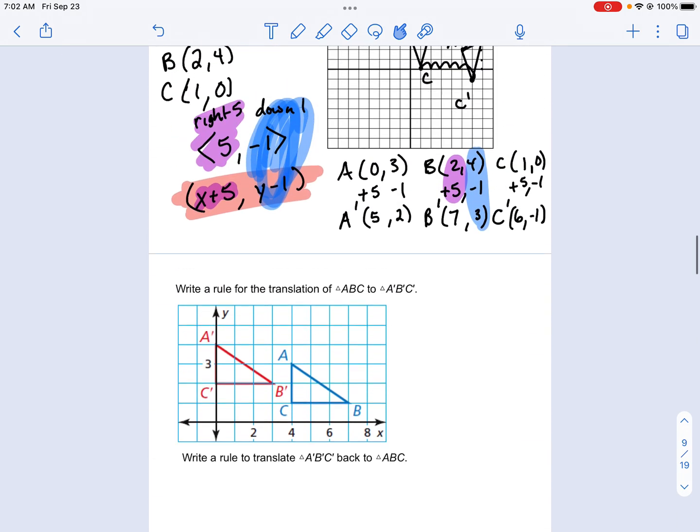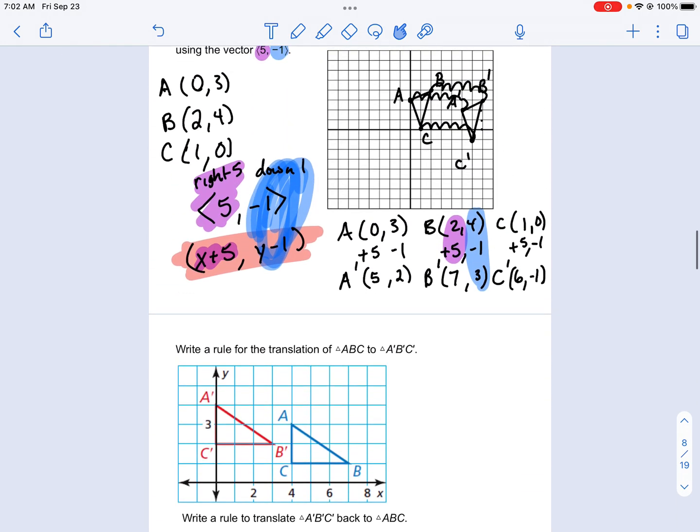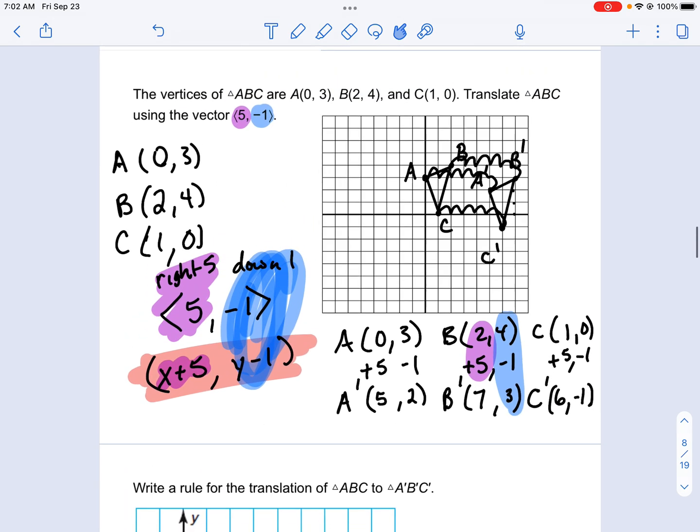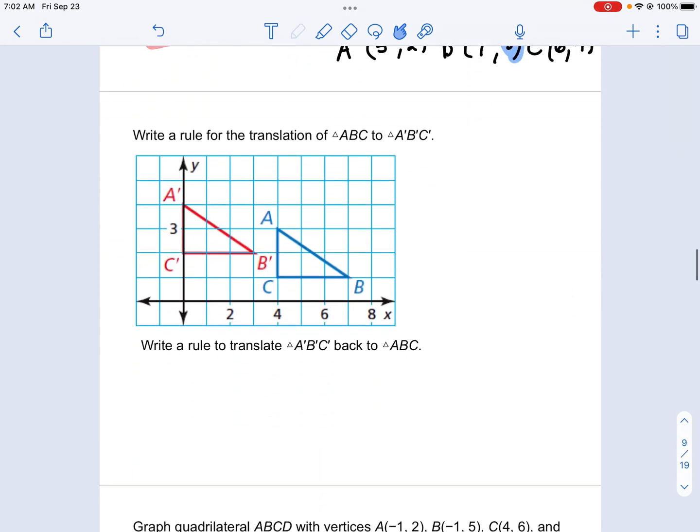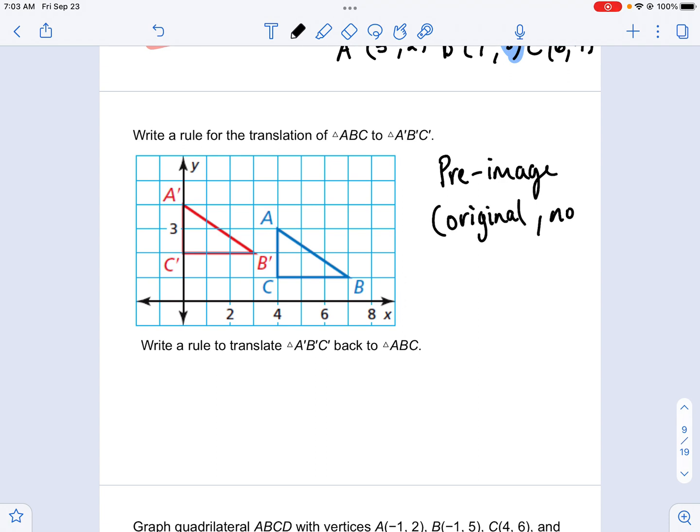Okay, now something else you need to know, and this can be a bit confusing sometimes, is the difference between the pre-image, which is your original, no movements, and your image, which is your new with movements.